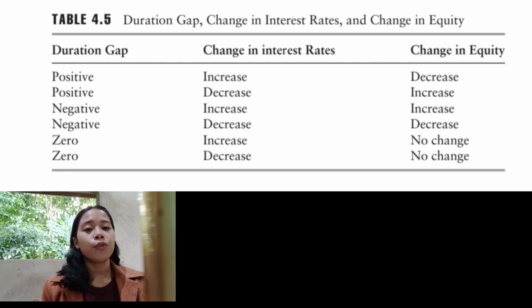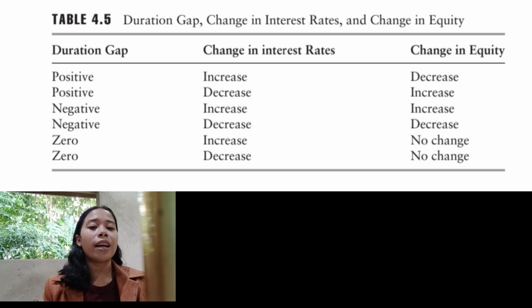Except for zero coupon bonds, duration is always less than the term to maturity. For bonds with the same maturity, those with high coupon yields have shorter durations than those with lower coupon yields. Now let's proceed to duration gap management strategies. Take a look at Table 4.5, Duration Gap, Change in Interest Rates, and Change in Equity.